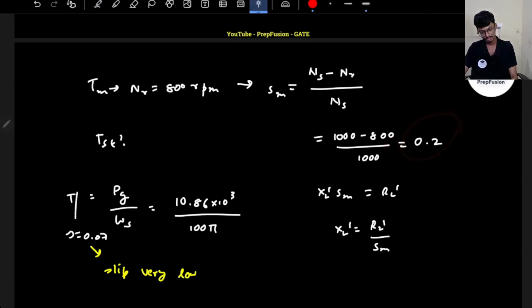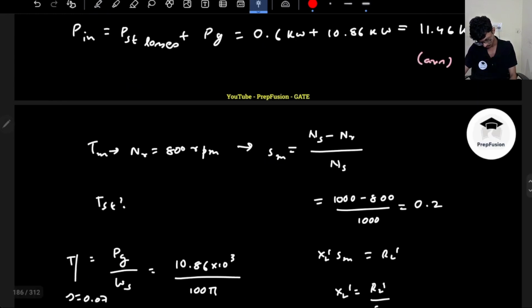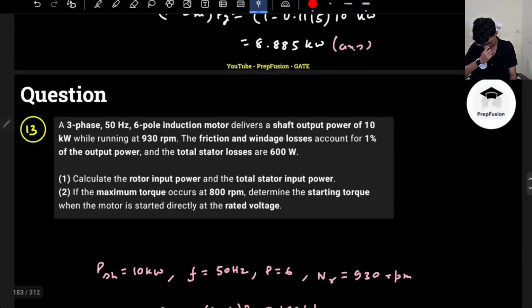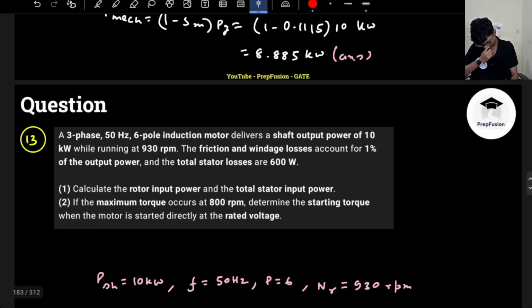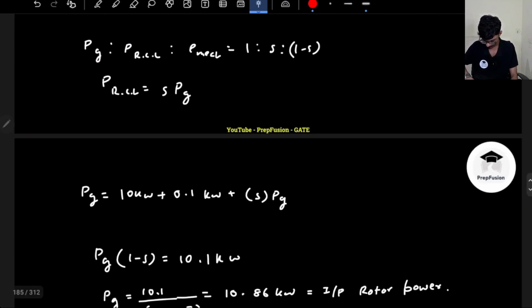This is the slip, right? They are asking me the value of torque at, sorry, not at this, at starting. Okay, they are asking me starting. What are they asking? Maximum torque occurs at this point, determine the starting torque. So how will I determine the starting torque?